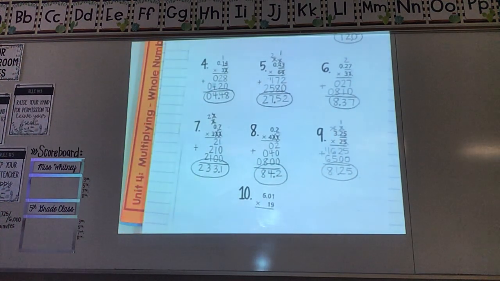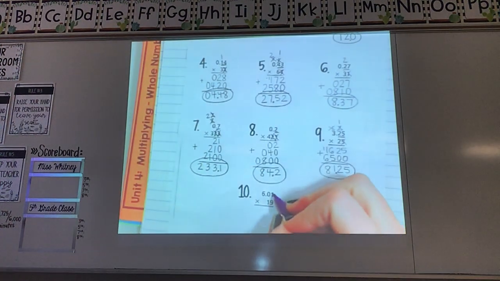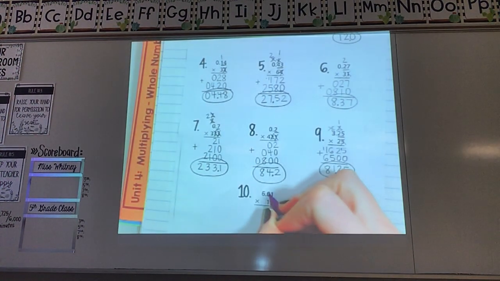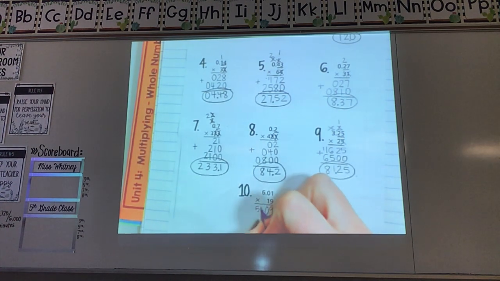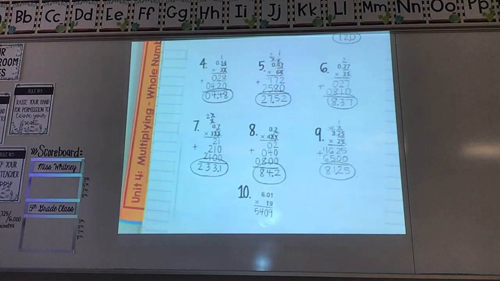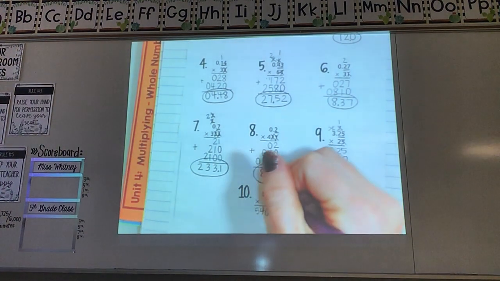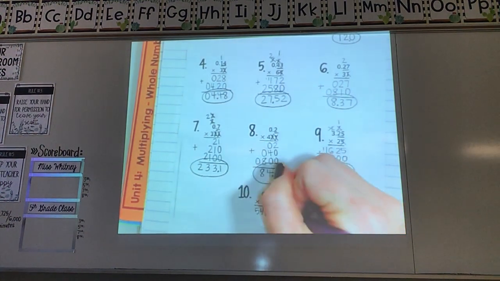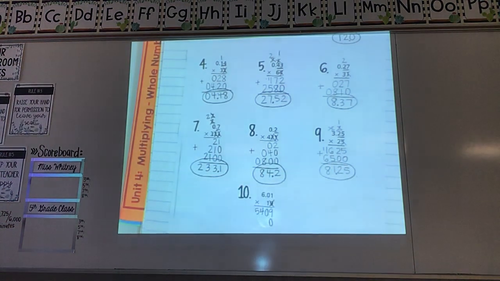All right, last one, number 10. 9 times 1 is 9. 9 times 0 is 0. 9 times 6 is 54. I went quick. If you know your multiplication facts, it goes a lot faster. Otherwise, use your chart to help you. I'm done with my 9. X him out. When I make an X, I have to make an O, and then I go again.